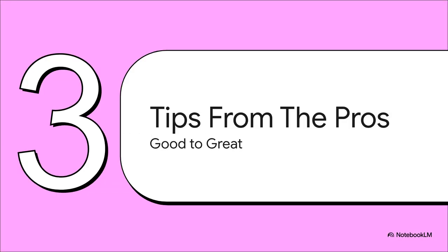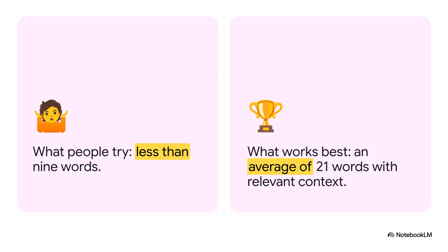Okay, so you've got the basic PTCF formula down. Now let's level up with a few tips from the pros that will take your prompts from pretty good to absolutely amazing. Okay, get ready for this, because this one is fascinating. The research shows that the prompts that get the best results are, on average, around 21 words long. 21. And what do most of us write? Fewer than 9? That one statistic tells you pretty much everything you need to know. The biggest mistake is just not being detailed enough.